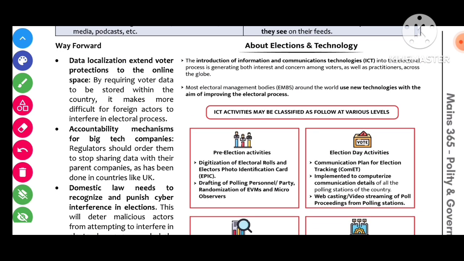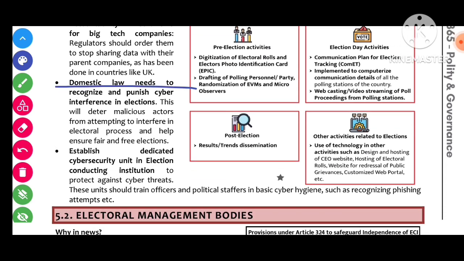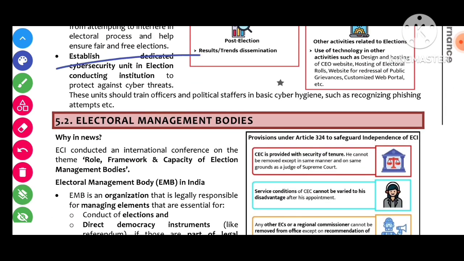And the way forward: data localization, extending voter protection to the online space, and accountability mechanisms for big tech companies. So remember this. Okay, these facts, and you can write your own thoughts in your answer in answer writing practice, or during exam preparation, or during exam time. Okay, and recognize and punish cyber interference in elections, and establish a dedicated cybersecurity unit in election conducting institutions.